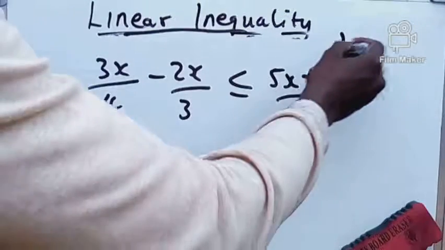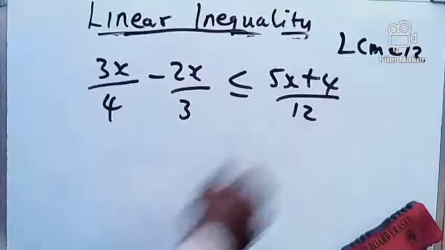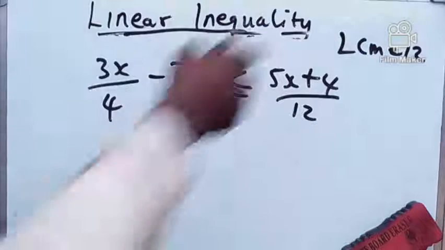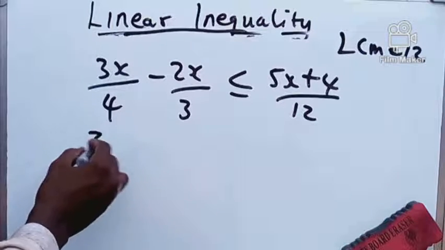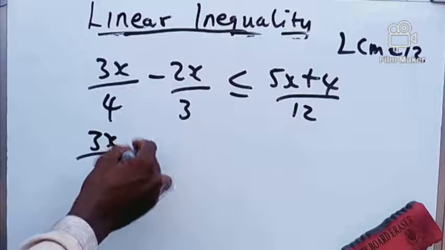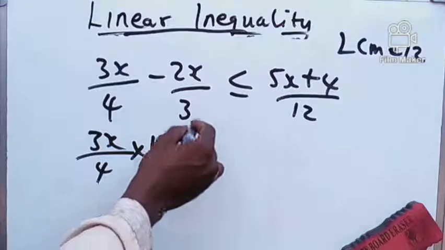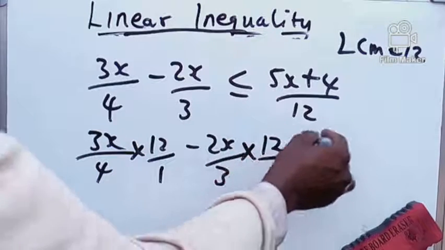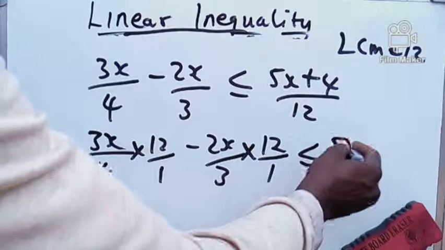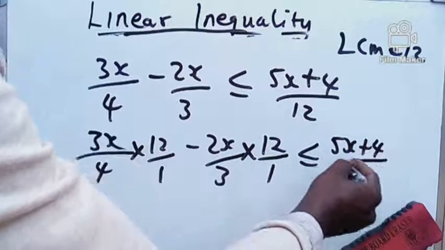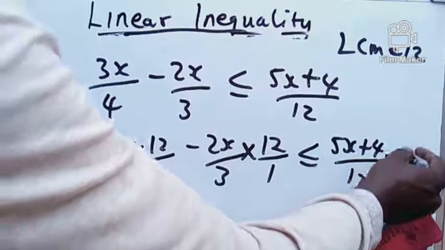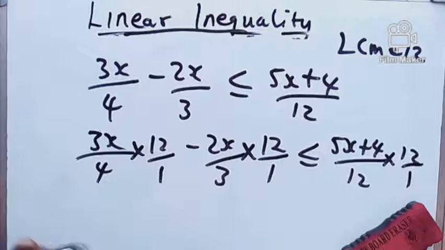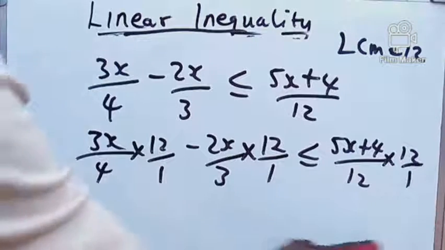So we write it down. The LCM is simply 12. So we take each of the fractions and multiply by the LCM. So we have 3x over 4 multiplied by 12 over 1 minus 2x over 3 multiplied by 12 over 1 is less than or equal to 5x plus 4 divided by 12 multiplied by 12 over 1. So how do we tackle this? We'll go ahead and simplify.